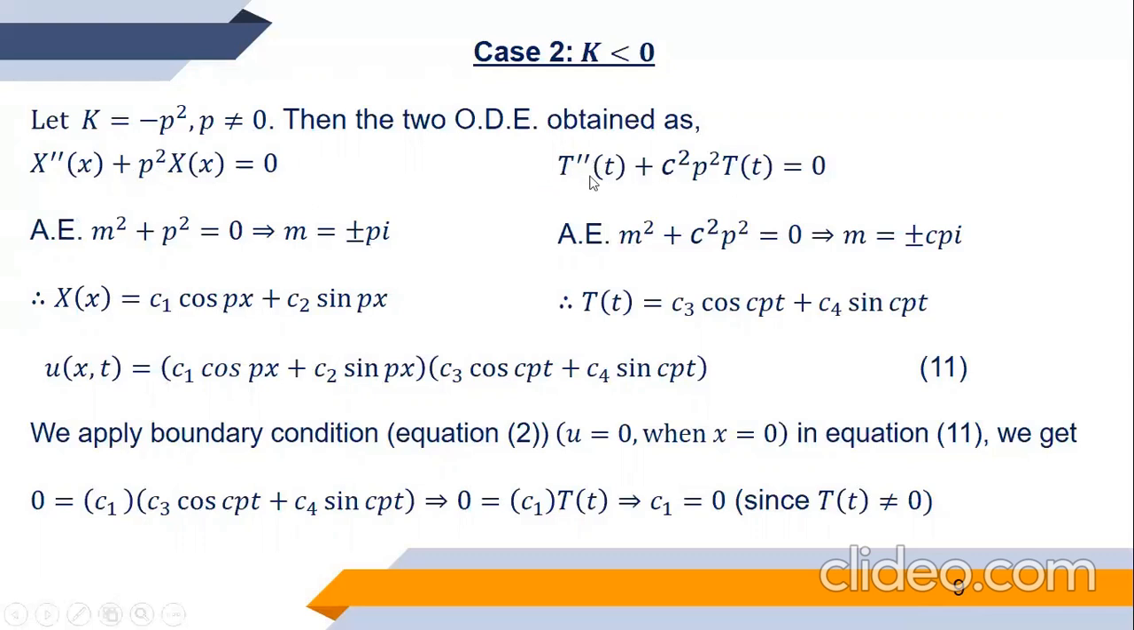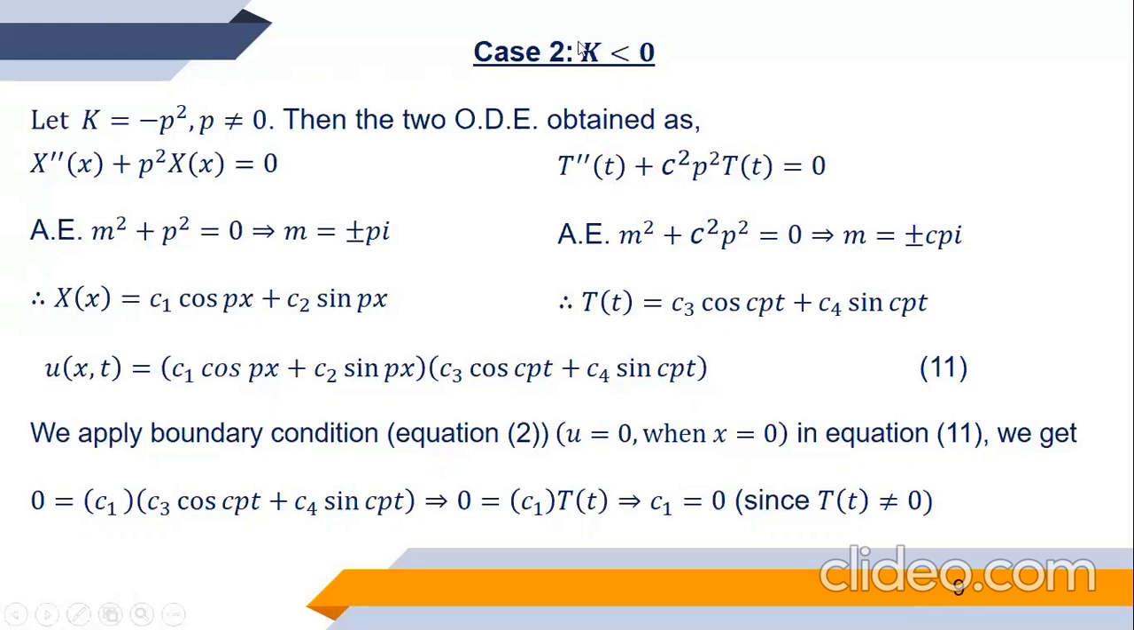Similarly, we apply the same concept here. T double dash plus C square p square T is 0. So the auxiliary equation is m square plus C square p square is 0. Therefore m is equal to plus or minus Cpi. So again this is a complex root. So we write T of t is c3 cos cpt plus c4 sin cpt.